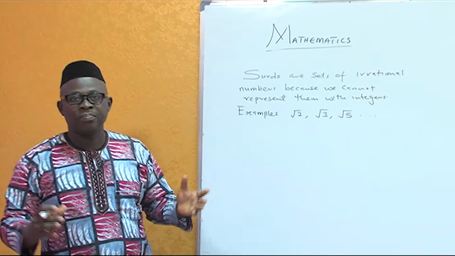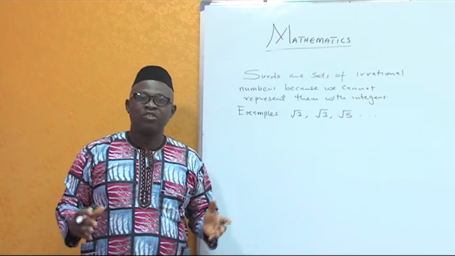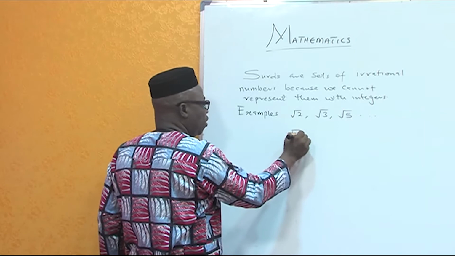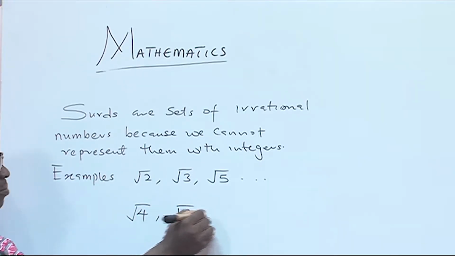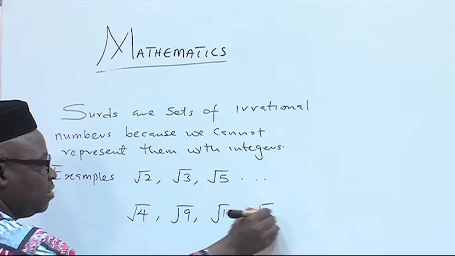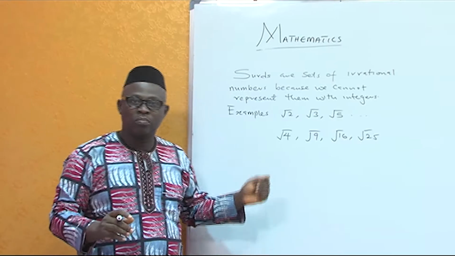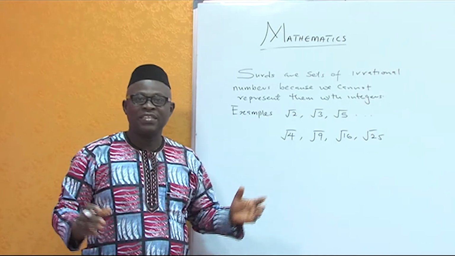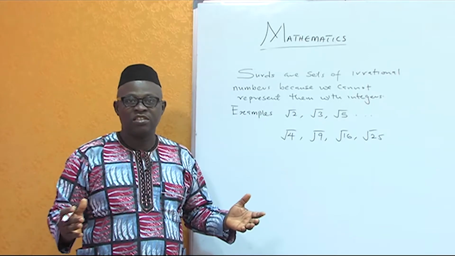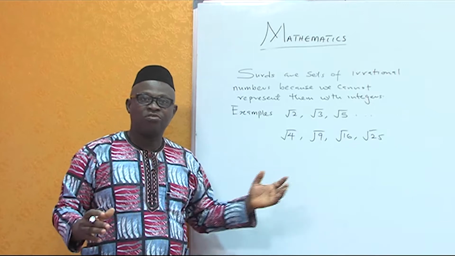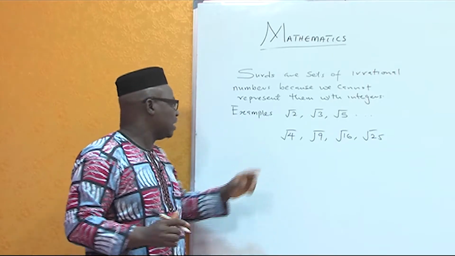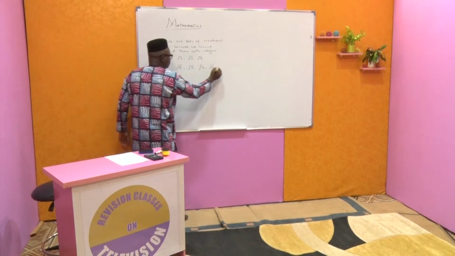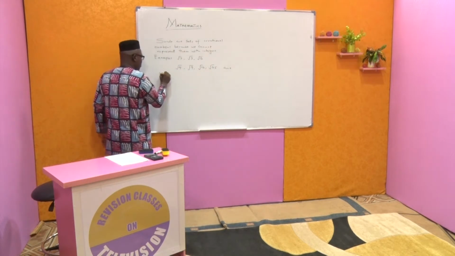But we have another type that will have the square root sign, but they are not surds. Examples are root 4, root 9, root 16, root 25. If you look at all these on the board, they are not surds. Why are they not surds? Because root 4 is the same as 2, and 2 is an integer. Root 9 is the same as 3, and 3 is an integer. So what I'm trying to tell you is that root 4, root 9, root 16, and root 25 are not surds.